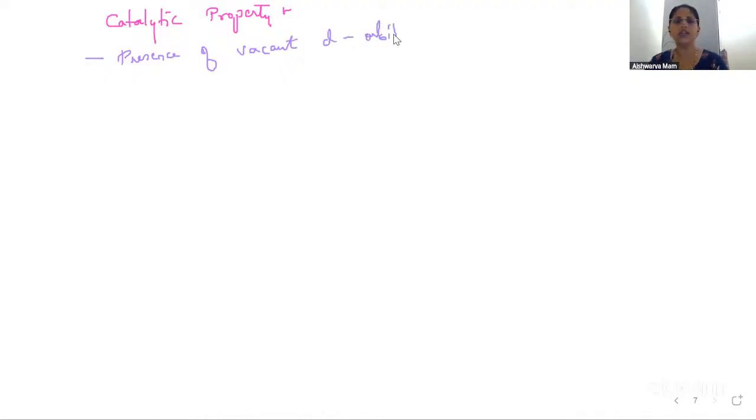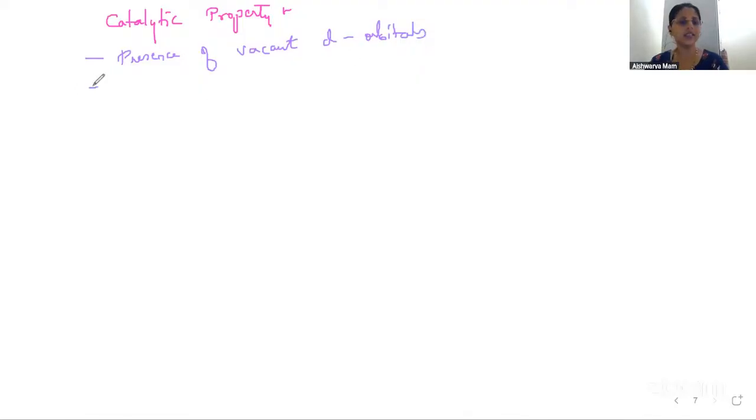Coming to the next important point, that is catalytic property. Very, very important property, because of which transition metals have a wide number of applications. These transition metals, or their compounds, act as very good catalysts. What is the reason? There are two reasons. The first one is the presence of vacant d orbitals for pairing.